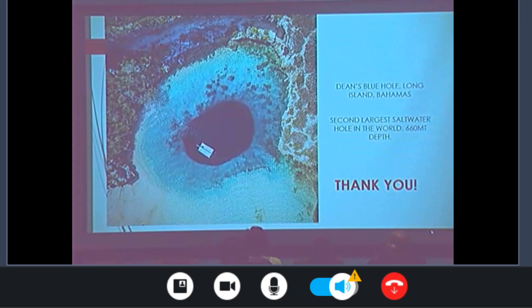And that's a very nice picture I found that resembles an eye, obviously, with some iris nodules. This is Dean's Blue Hole in Long Island in the Bahamas, and it's the second largest saltwater hole in the world.